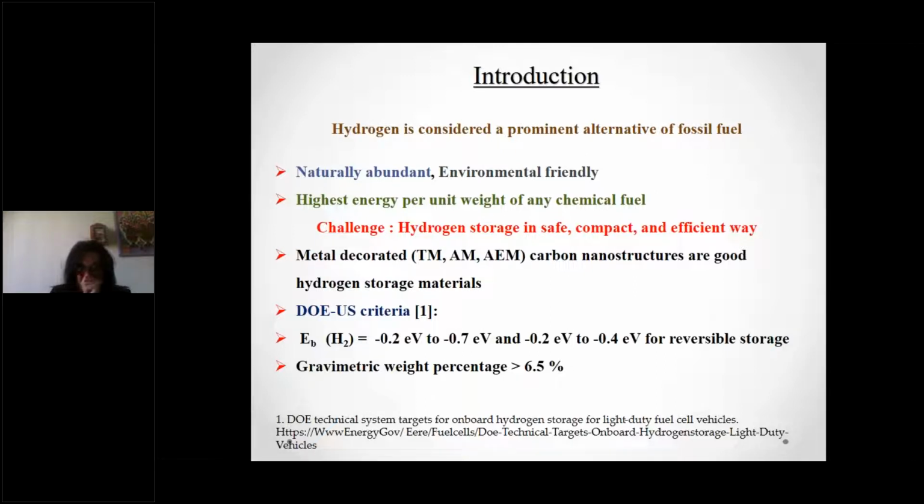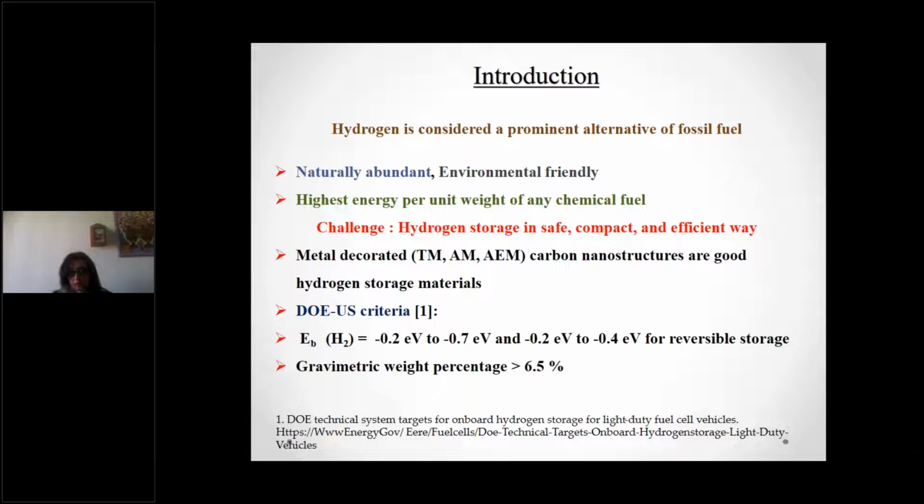While in the case of porous structures like zeolite and metal organic frameworks, the hydrogen is bound very weakly, so it can come out even at room temperature. In this regard, metal decorated carbon nanostructures are very promising hydrogen substrates because they bind hydrogen molecules with sufficient binding energy that is not too strong and not too weak.